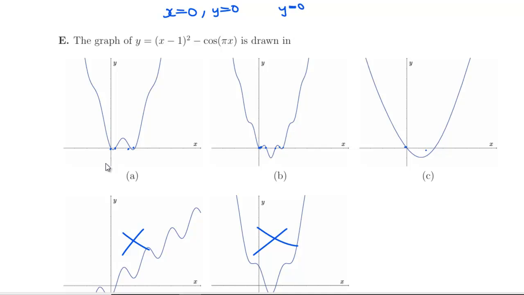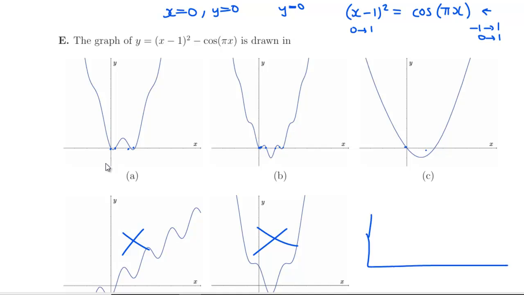So when y is 0, we've got that x minus 1 squared is equal to cos of pi x. How many solutions is that going to have? Where does this have to be? Where can x go? This can't go outside of -1 to 1. So x is never going to be -1, so we have to look in the 0 to 1 range, which means we're only looking at a little bit of this.